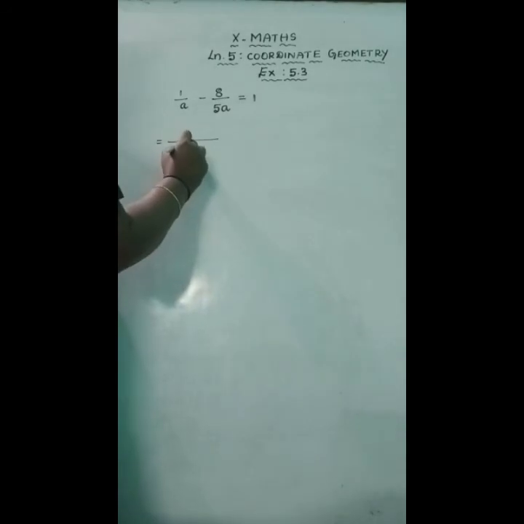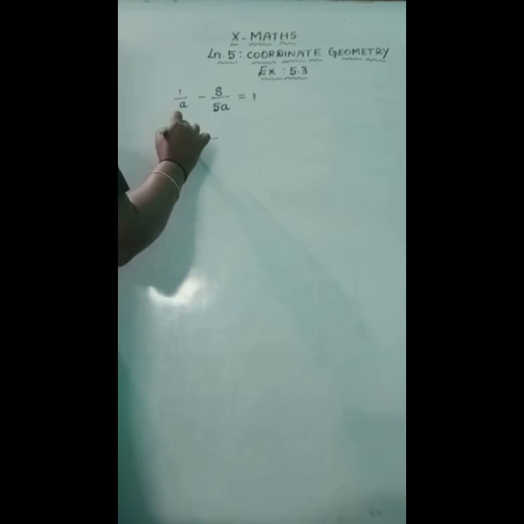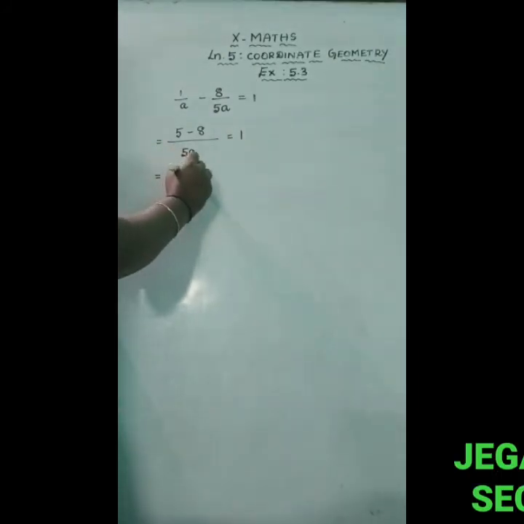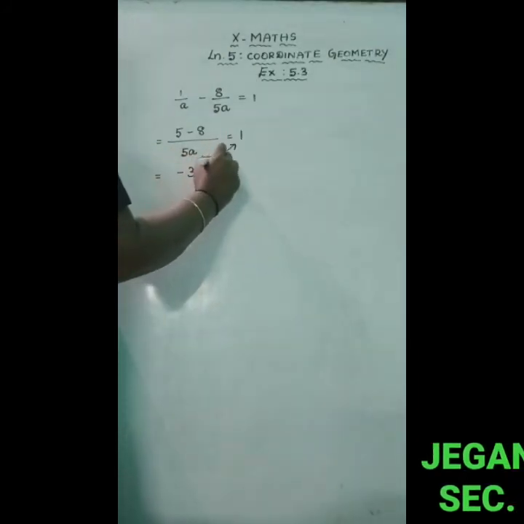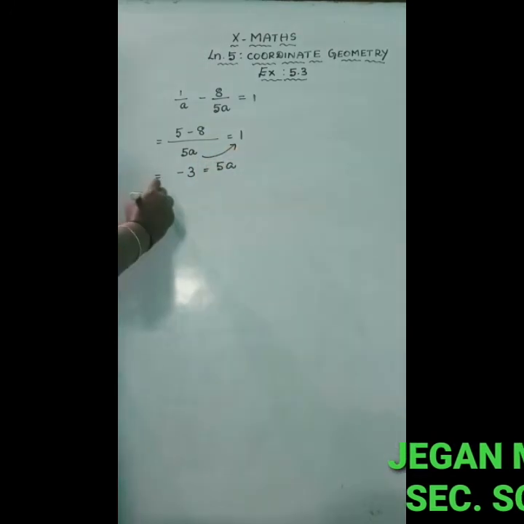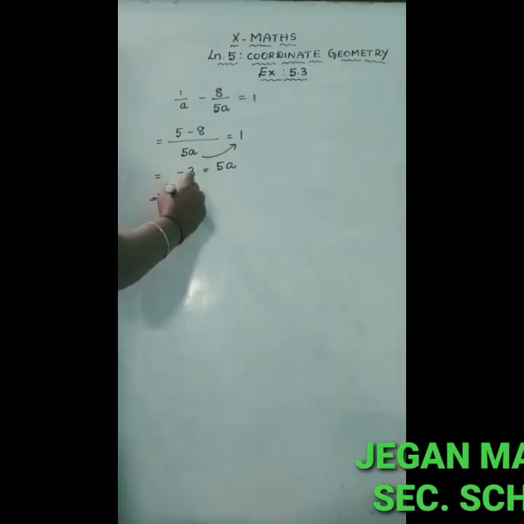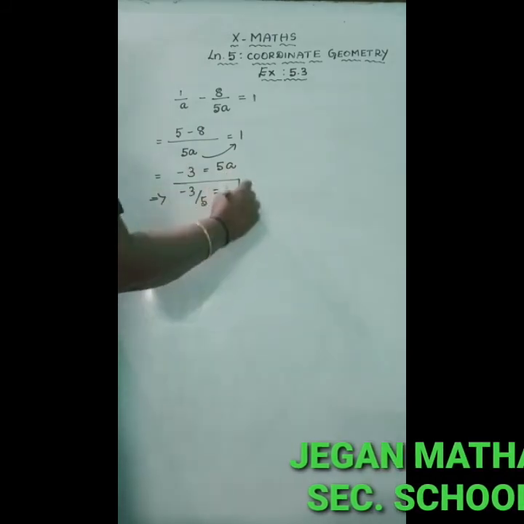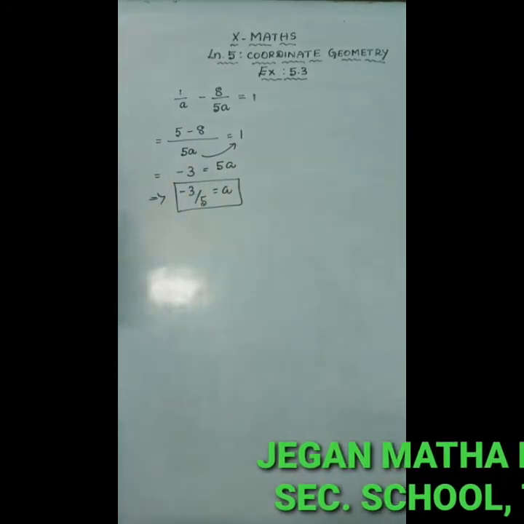So here we take the LCM 5a, then multiply by 5 in the first fraction. So 1 times 5 is 5, minus 8 equal to 1. Then 5 minus 8 we have minus 3. So 1 into 5a is equal to 5 into a. So then a is equal to minus 3 divided by 5. So the value of a is equal to minus 3 divided by 5.